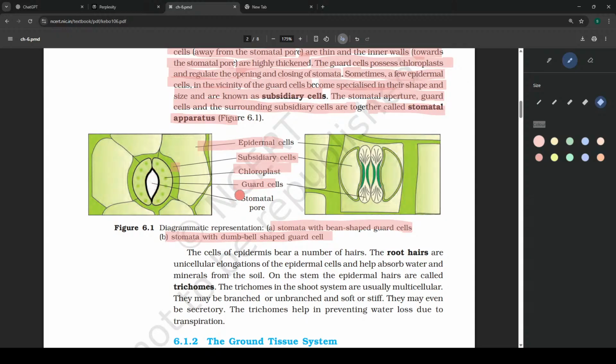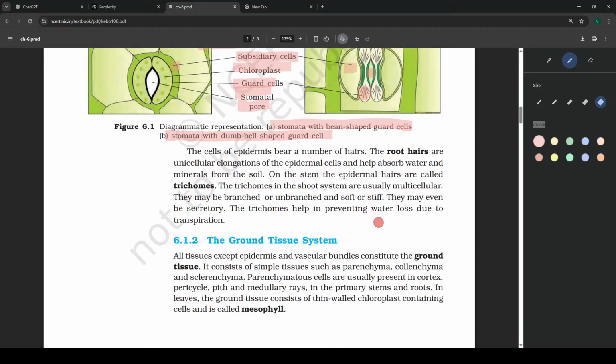and this is the stomatal pore finally. This is the stomatal pore here as well, dumbbell-shaped cells. Subsidiary cells are here, epidermal cells are here, and the guard cells are here, the dumbbell-shaped guard cells.